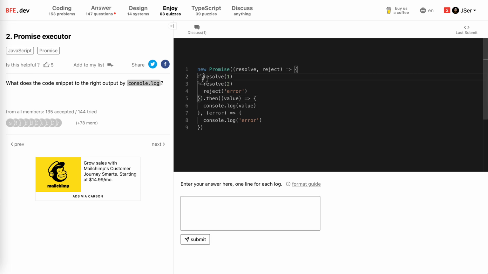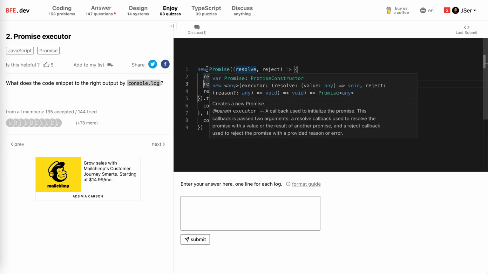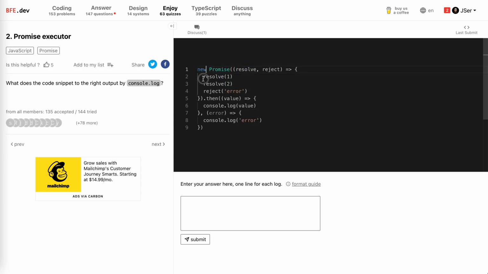So yeah, obviously this will be executed asynchronously. So resolve one is called. When it's resolved, the internal state of this promise will be set to the resolved state, and then resolve two. Actually, once the promise is resolved or rejected, we cannot change the internal state. So this will be ignored, and then reject, and this also will be ignored.